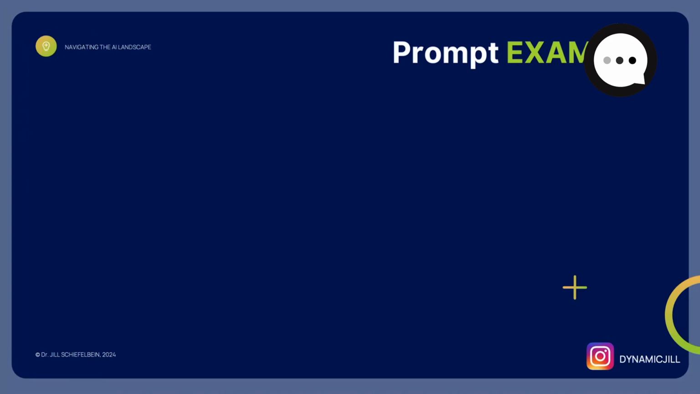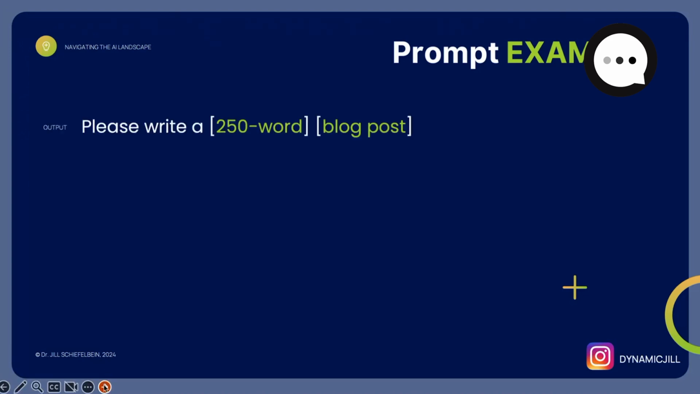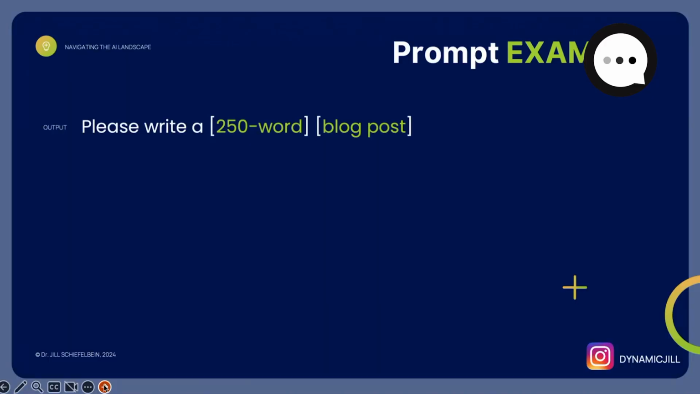The first element here is the output. You need to be very specific about the type of output that you want from the machine. So in this case, I'm wanting a 250 word blog post. So again, not only a blog post, but any parameters around the output that you're desiring in terms of length, in terms of format, you want to be specific in this first part. Now I'm going to get the second element, which is goal.